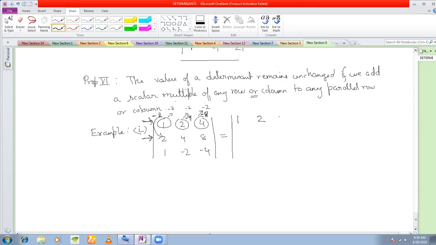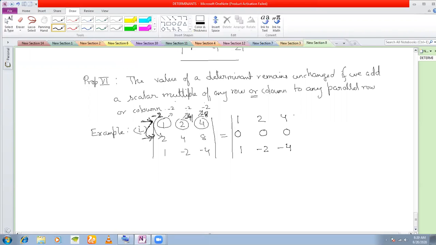I will keep this as 1, 2, and 4, but in my mind I have already changed this row. So I will add these changed elements to this row. What will I get? 2 and minus 2 is 0, 4 and minus 4 is 0, 8 and minus 8 is 0. And this row remains as it is.